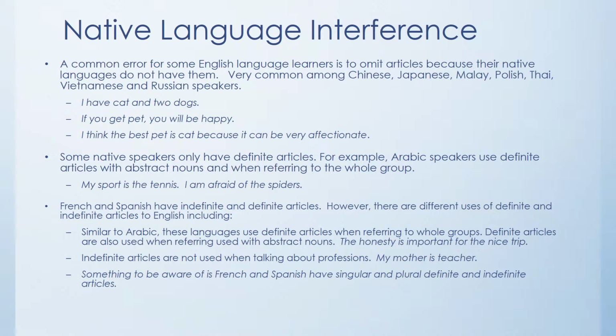Now, French and Spanish are very similar to English in that they have indefinite and definite articles. However, they are similar to Arabic in that they use definite articles when referring to whole groups, as well as when referring to abstract nouns. Indefinite articles are not used when talking about professions.